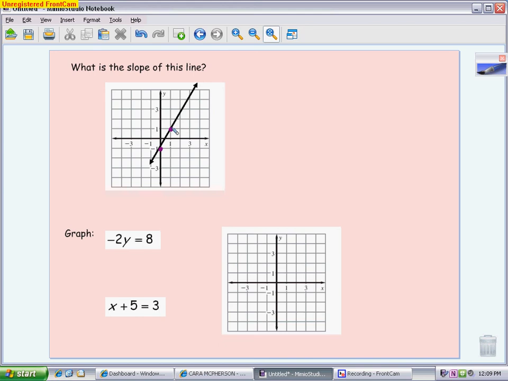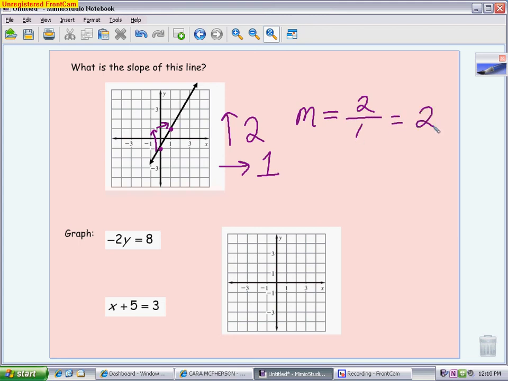If you'll notice, to get from the lower purple point up to the higher one, we go up 2 spaces. So right off to the side, we went up 2, and we went to the right 1. The 2 goes on the top, because slope is the vertical change, so the vertical change is a positive 2 over the horizontal change, which is 1, giving me a slope of 2.